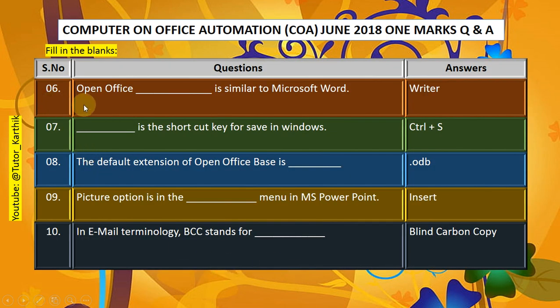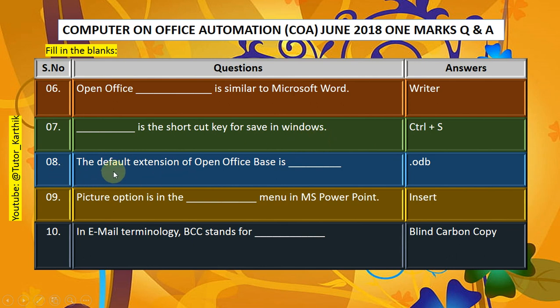Question number 6. OpenOffice dash is similar to Microsoft Word. Writer. So that's a document type. In OpenOffice it is Writer, in Microsoft Office it is Word. So OpenOffice Writer is similar to Microsoft Word. Question number 7. Dash is the shortcut key for save in Windows. Control plus S. Control plus S is the shortcut key for save in Windows.